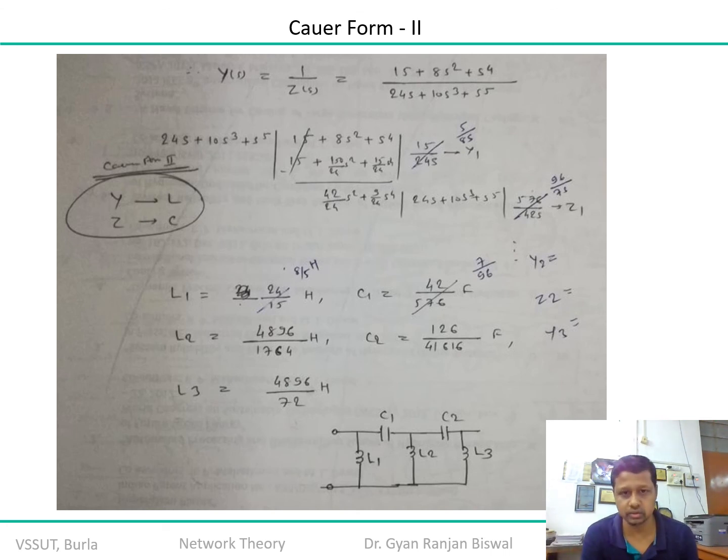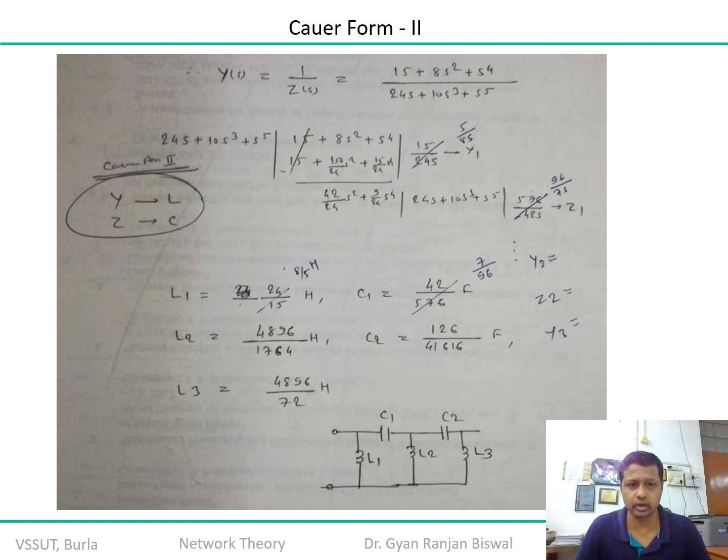Similarly, for the next one, how much are you getting? 96 by 7s. So 96 by 7s is actually now an impedance function. It is equal to 1 by C1. So C1 is equal to 7 by 96 farad. Similarly, I would insist that you take your time and attempt it. Now I hope that you got all the values.